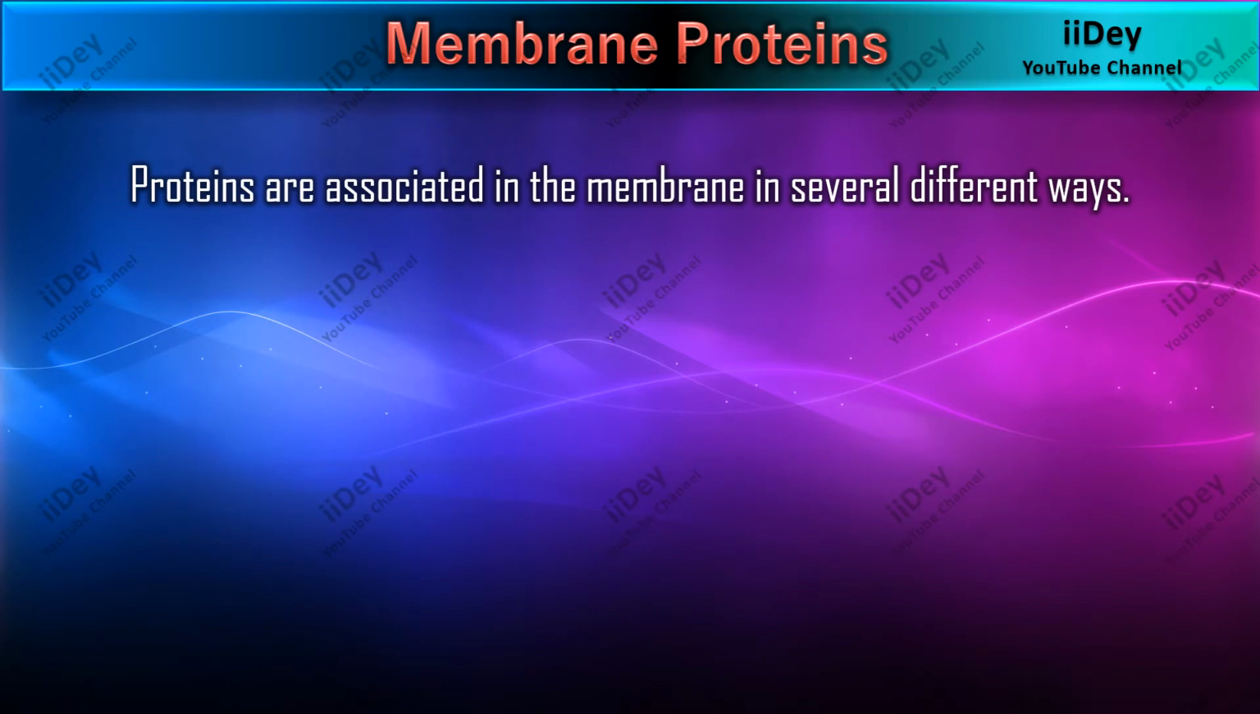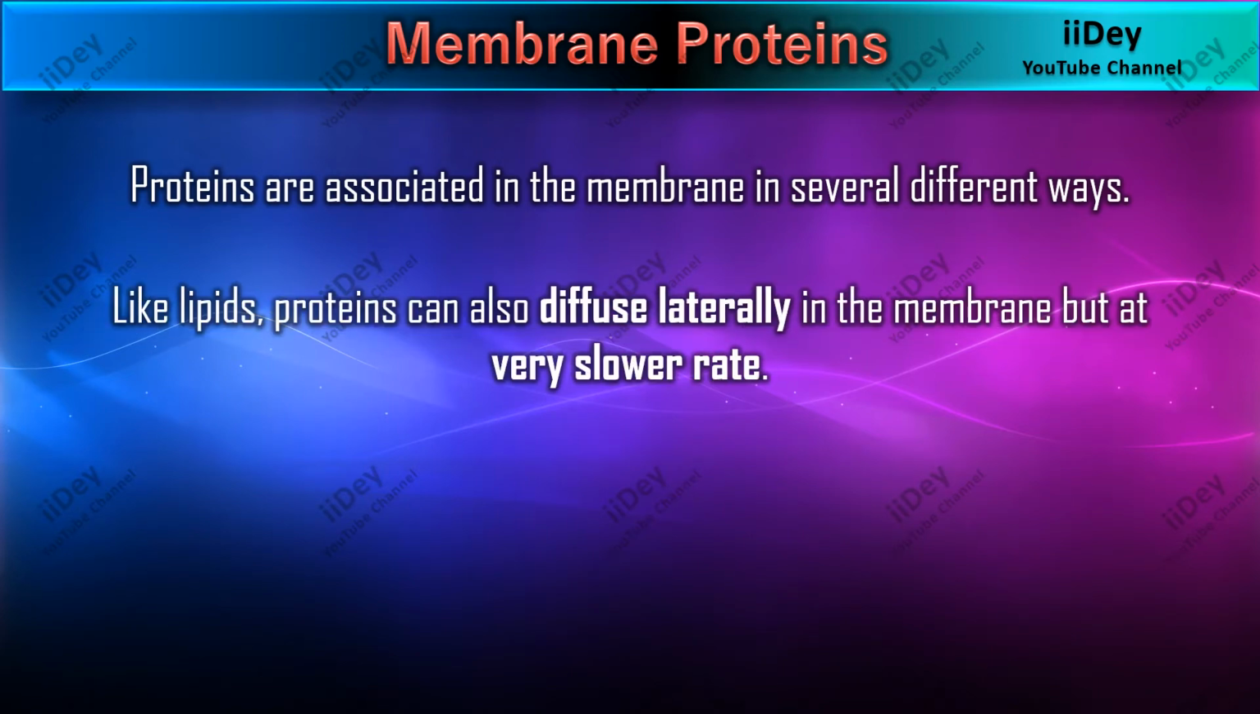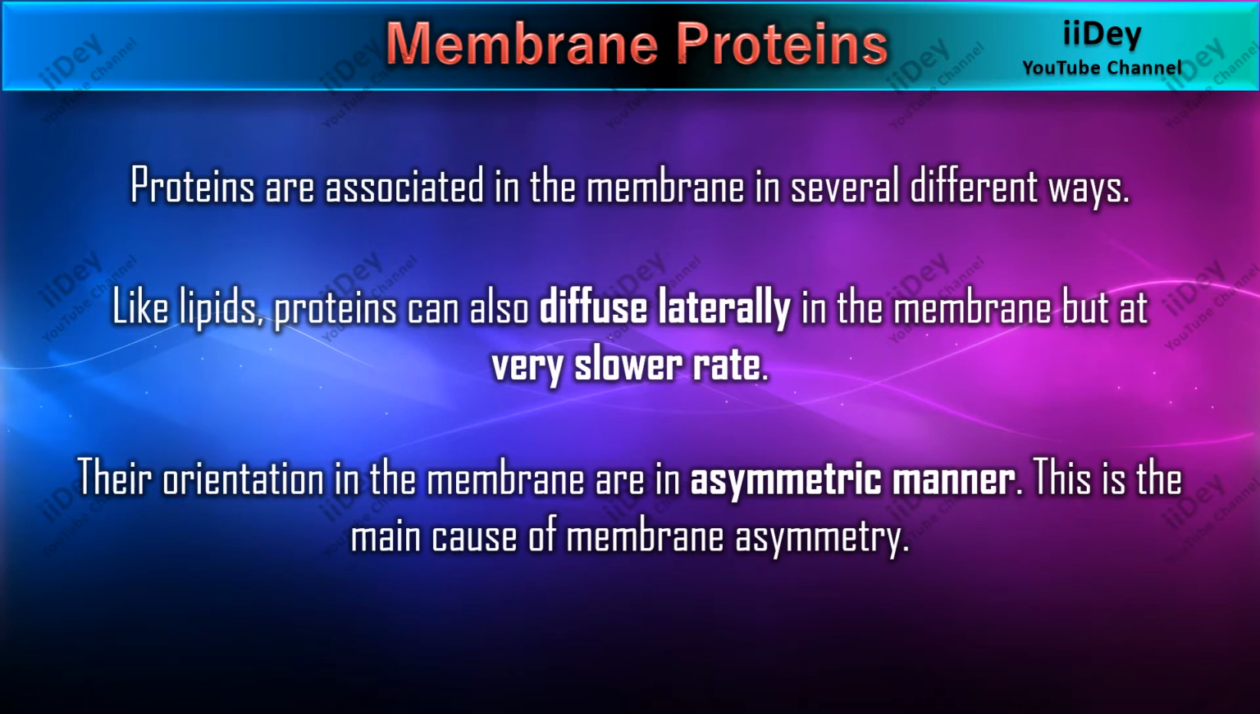Proteins are associated in the membrane in several different ways. Like lipids, proteins can also diffuse laterally in the membrane, but at a very slow rate. Their orientation in the membrane is in an asymmetric manner. This is the main cause of membrane asymmetry.